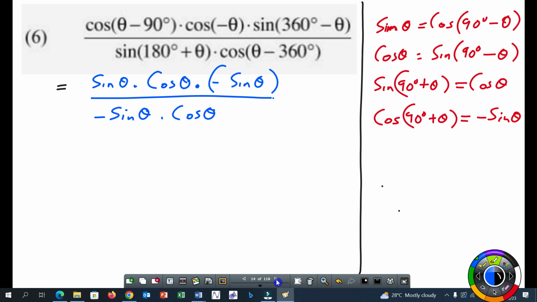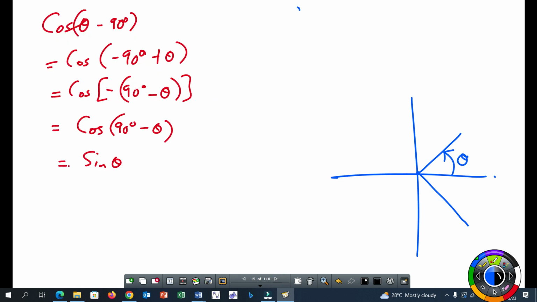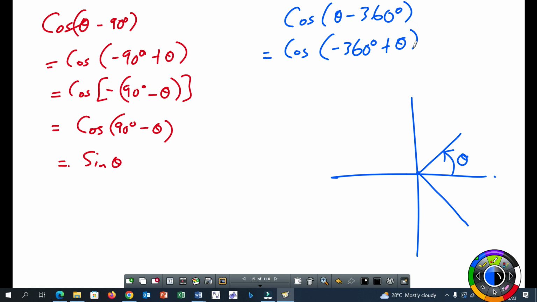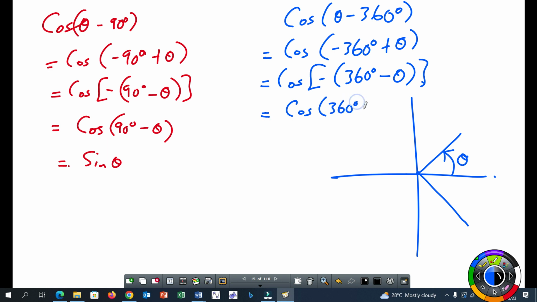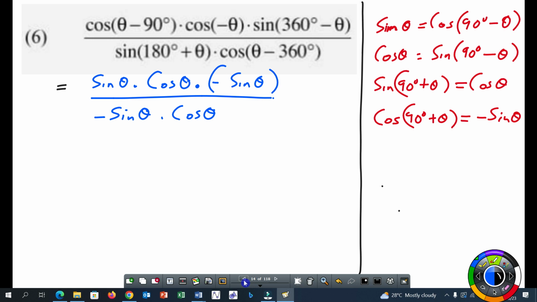Okay, let's go to the blank page. We are here. So we have cosine of theta minus 360. This is equal to cosine of minus 360 degrees plus theta. Then you take out minus 1, so we get minus 360 degrees minus theta. Remember, the cosine of a negative angle is always a what? A positive angle. So this will give you cosine of 360 degrees minus theta, which is the same as cosine theta. So we get that there.